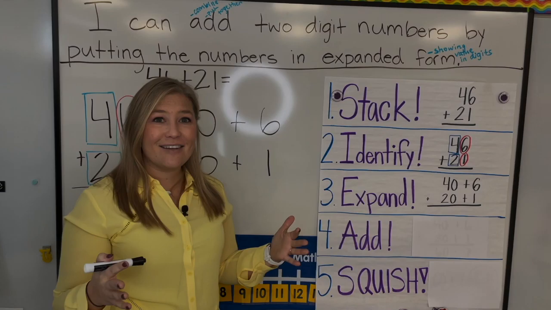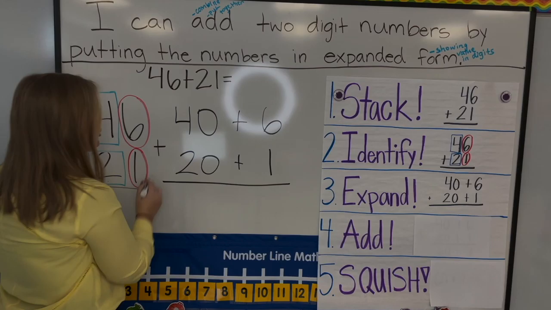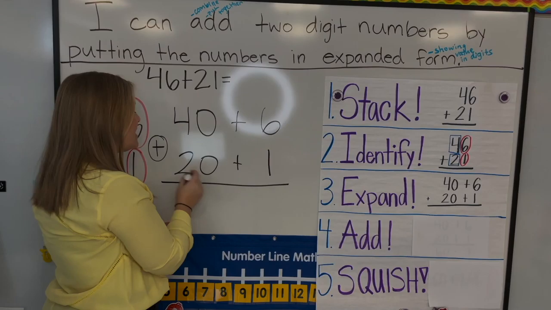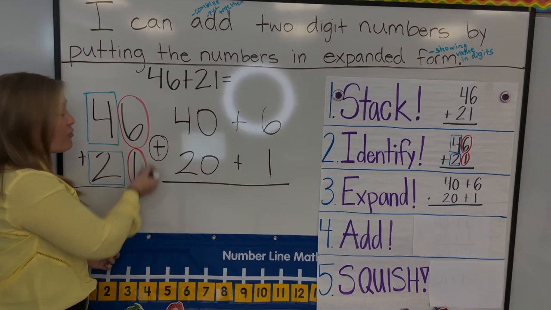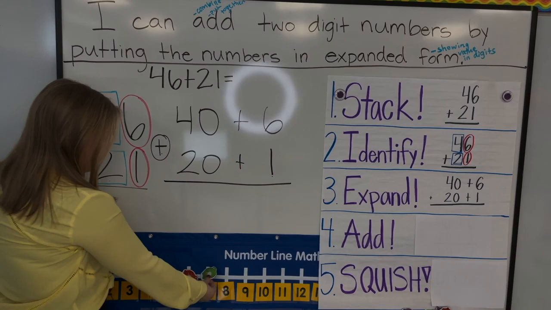Step four says to add. Okay, now let's look at this problem and see what really are we adding together here. Well, when I add, I want to make sure I have my addition sign coming down. We're first going to add together our ones place. So I see my ones place, I have six plus one. I remember that from where I circled it over here. So when I add six plus one, I can look at my number line. I have six. I'm adding one more, which is seven. So six plus one is seven.